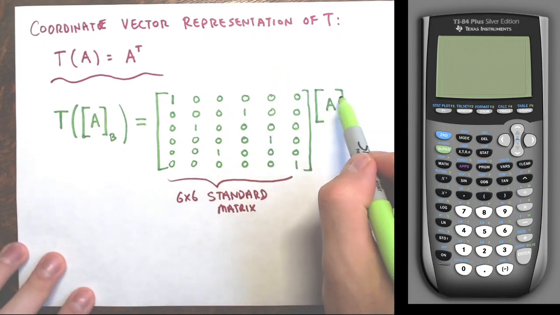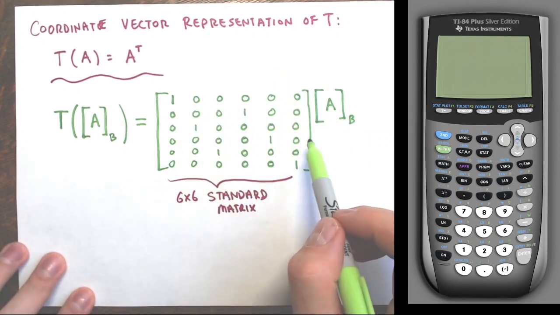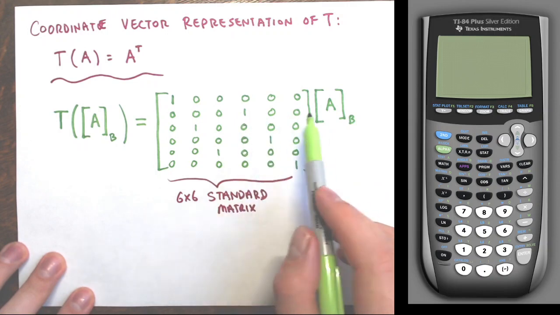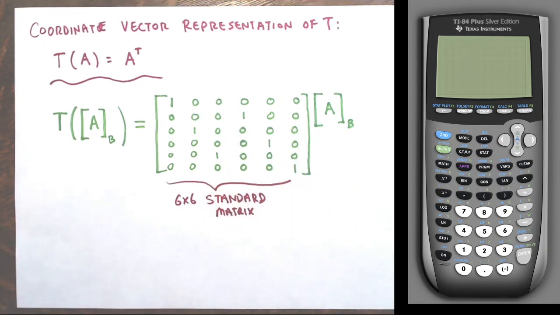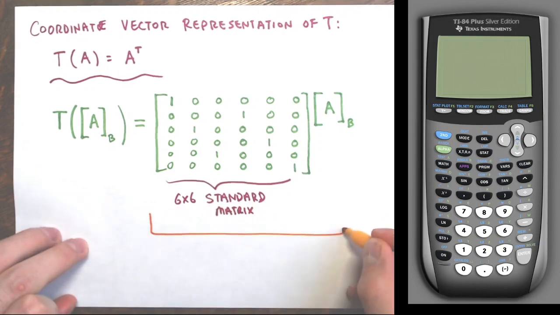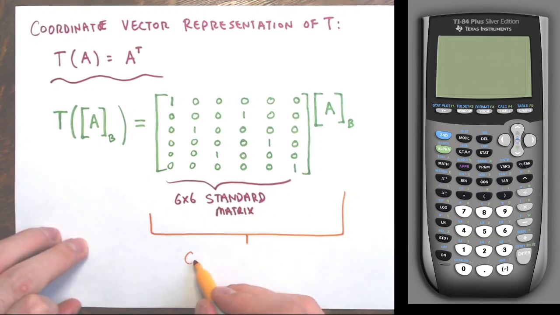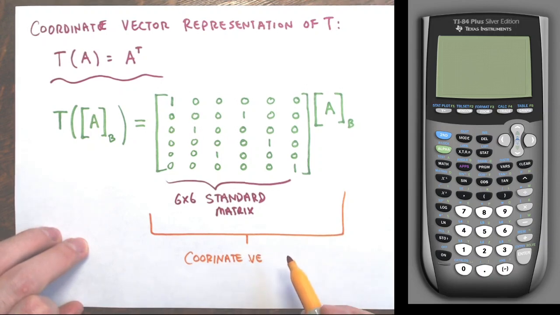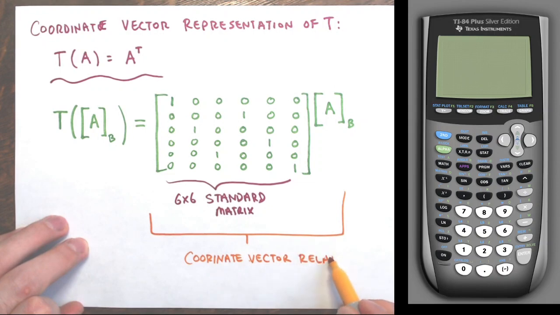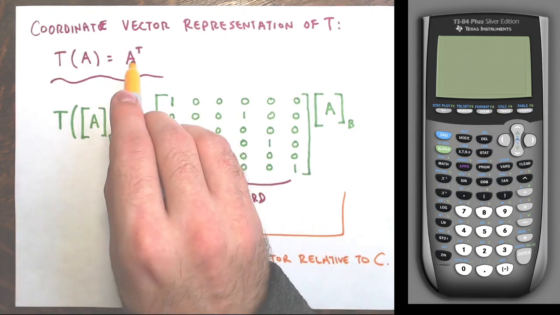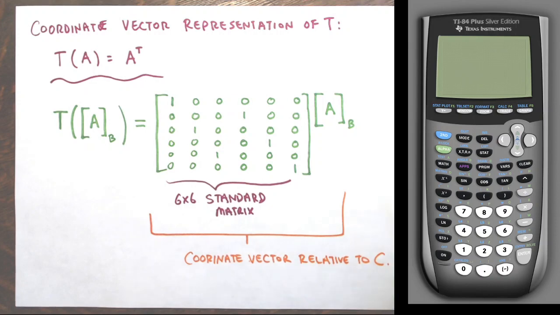And this will give me coordinates in C. This will give me a vector that's a coordinate vector in C. Whenever I find that product, this will give me a coordinate vector relative to that standard basis for the codomain. And then I translate that back, and you'll see that it's actually equal to the transpose. So let me test this out.